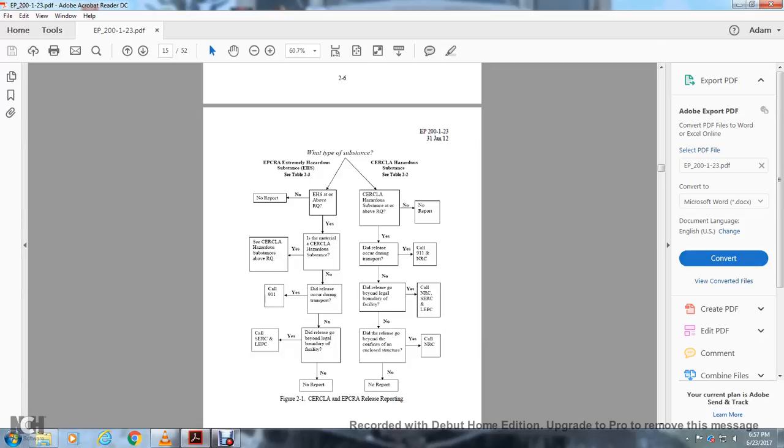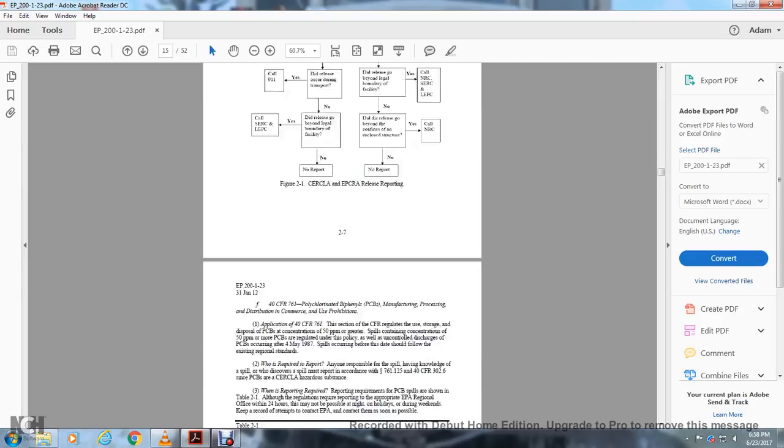No, no report. Yes. Did the release occur during transfer? Call 911 or the National Response Center. Did the release go beyond the boundary of the facility? Call the National Response Center, the State Emergency Response Commission, and the Local Emergency Planning Committee. If no, did the release go beyond the confines of the enclosed structure? Yes, call the National Response Center. No, no report.